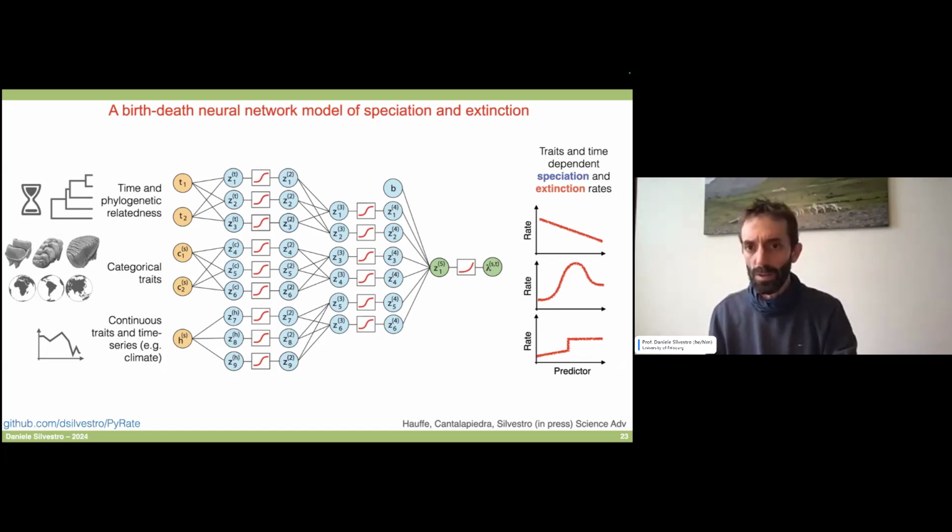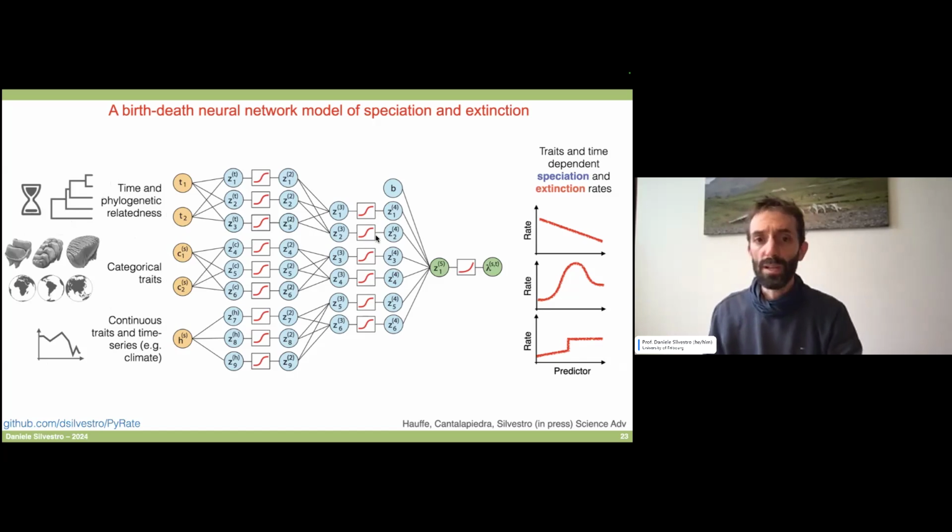Because we are using a neural network, we don't make any assumptions about the specific shape of these correlations, and we can account for interactions between all of these things. As this is a very flexible model, we can use time series as input. We can use time itself, so the speciation and extinction rates can vary as a function of time itself. We can use categorical traits and continuous traits.